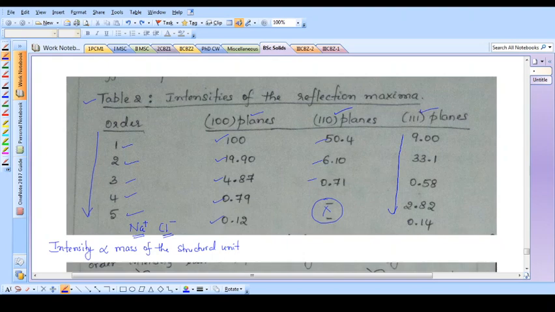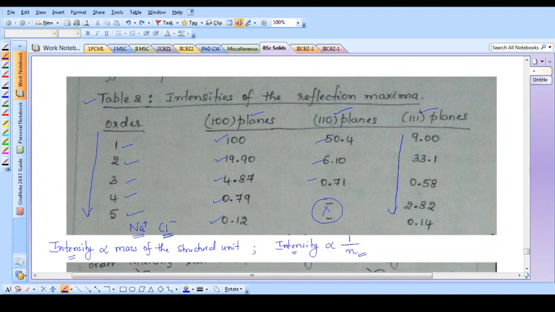So from this we can observe that the intensity of the X-rays reflected by a plane containing chloride ions must be greater than the intensity of X-rays reflected by a plane containing sodium ions, because the mass of chloride is greater than the mass of sodium. The second thing we have to observe is that the intensity of X-rays reflected from a plane is inversely proportional to the order of reflection. What does it mean? As the value of n increases, as the order of reflection increases, intensity decreases.